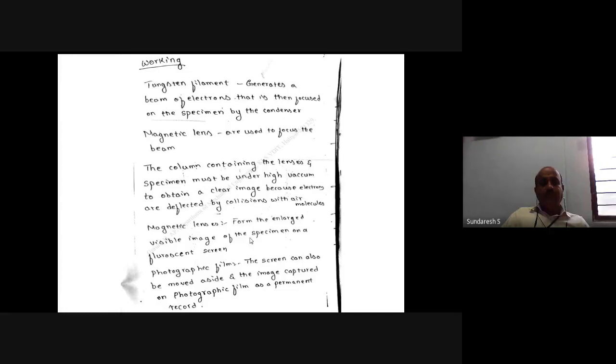Then magnetic lenses form the enlarged visible image of the specimen on a fluorescent screen, and the image is captured on a photographic film as a permanent record. So a high electron beam bombardment, with lenses focusing onto the specimen. Electrons are used for image construction. The image is constructed by the transmitted electrons in the thicker region of the fluorescent mode.